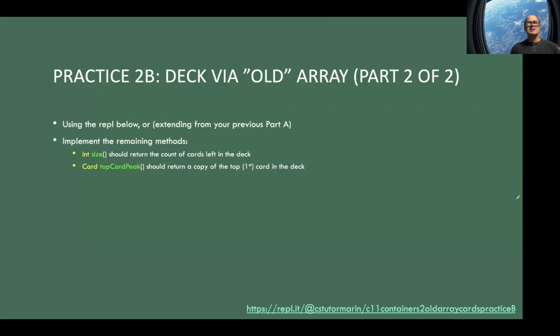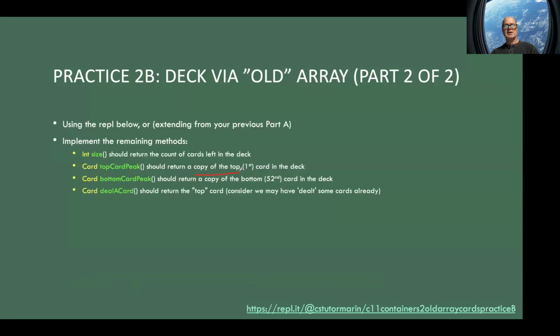If I want to peek at the top card, I have to figure out which one is the top card based on how many things I've already dealt with this old school array, right? And then I'm going to just return that, okay? So I'm returning a copy of the card. That's why we call it a peek. Same for the bottom. Dealing a card is going to be returning a copy and decrementing the counter inside of our cards, okay?